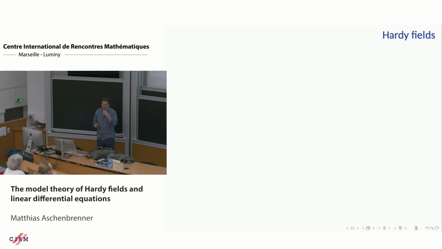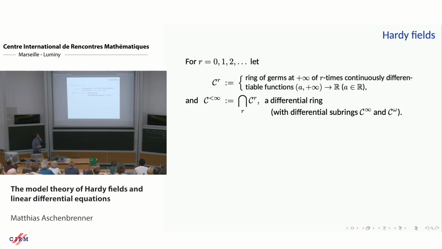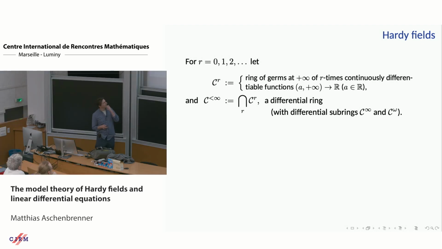Okay, so first Hardy fields. I need some notation. We first introduce, for every natural number r, the ring C^r. This is the ring of germs of r times continuously differentiable functions defined on half-lines going to plus infinity, where the half-line is allowed to vary.